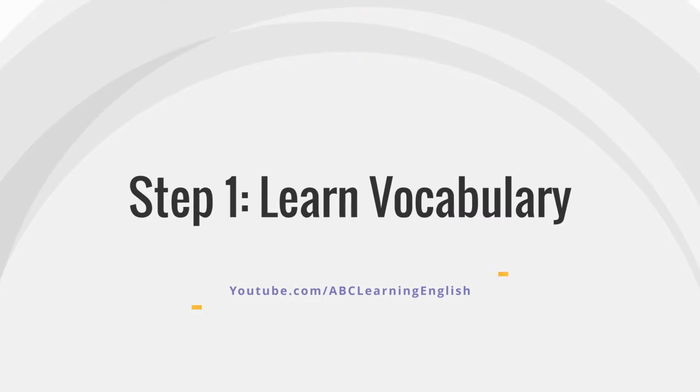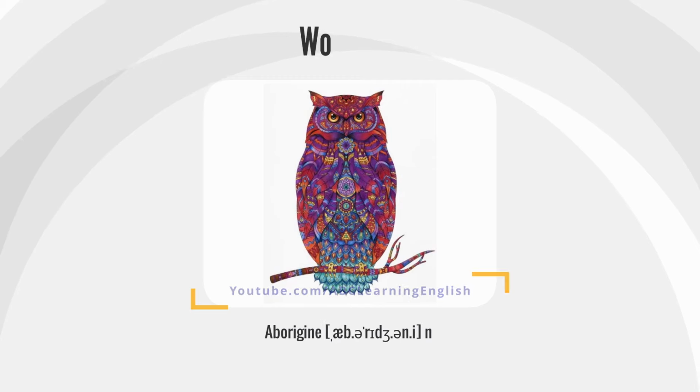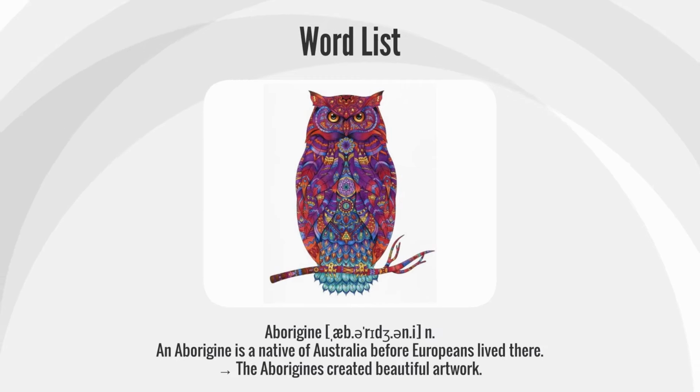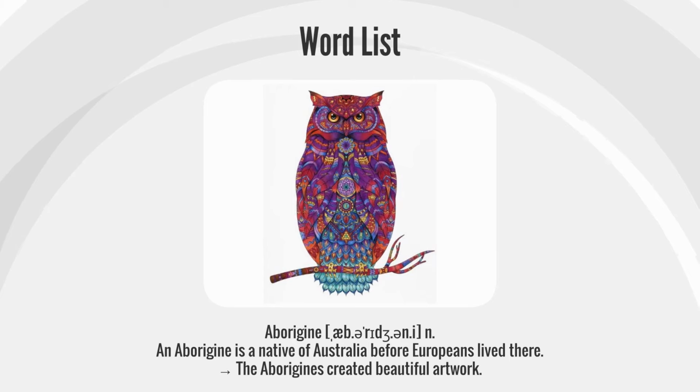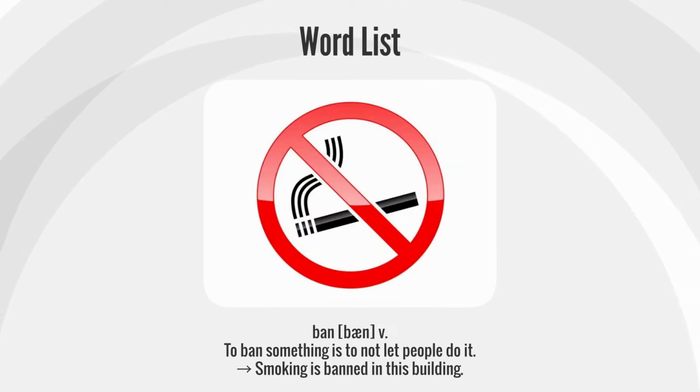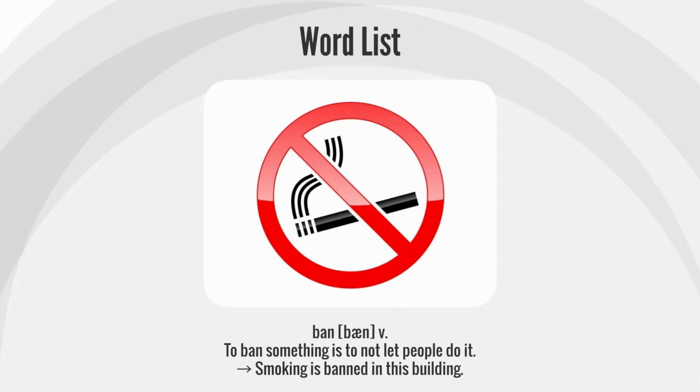Step 1. Learn vocabulary. Aborigine. An Aborigine is a native of Australia before Europeans lived there. The Aborigines created beautiful artwork. Ban. To ban something is to not let people do it. Smoking is banned in this building.